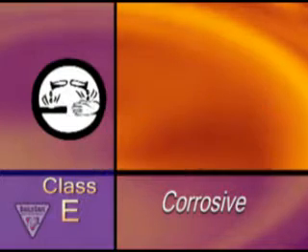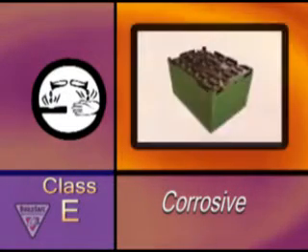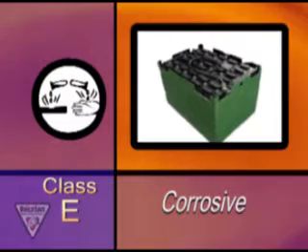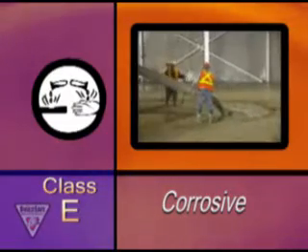Class E is for corrosive materials. Corrosive materials can be found in batteries in the form of sulfuric acid, and the lime in cement is corrosive when mixed with water.